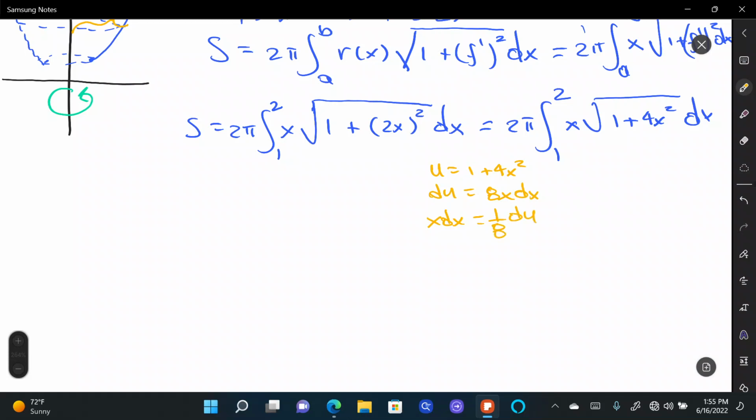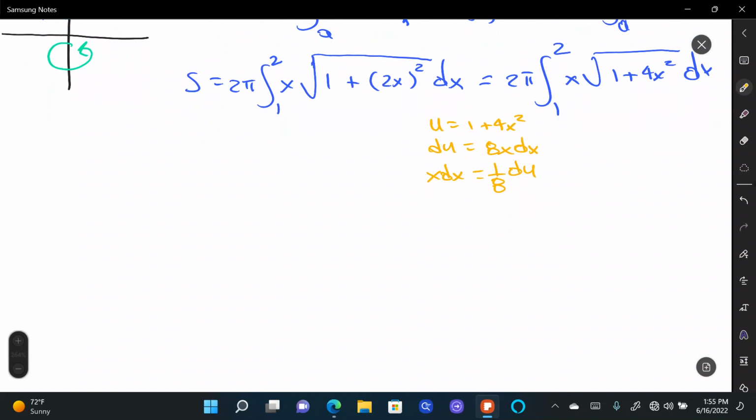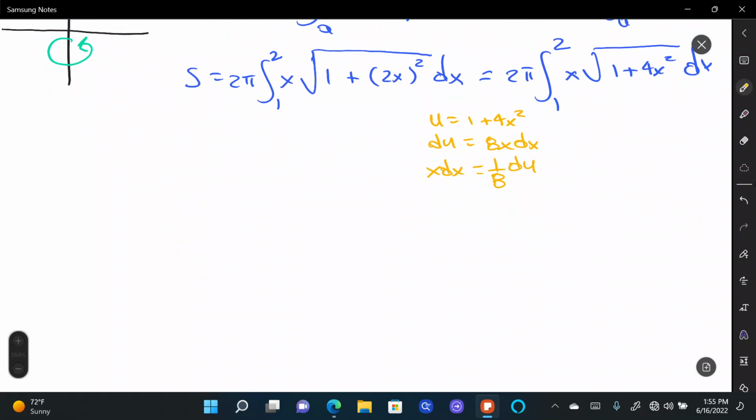And again, here I strongly suggest to change the limits, otherwise it's just going to become a mess if you do it the other way. But of course, if you prefer the other way, I'm okay with that. u evaluated at 1 and u evaluated at 2. So 1 plus 4 times 1 squared. So 1 squared is 1, times 4 is 4, plus 1 is 9.